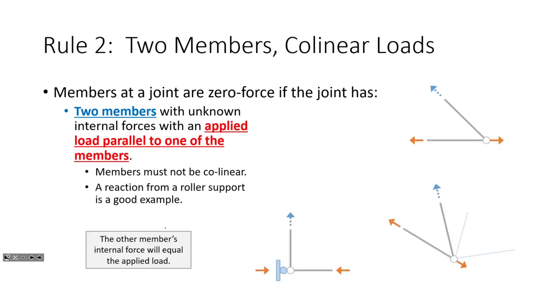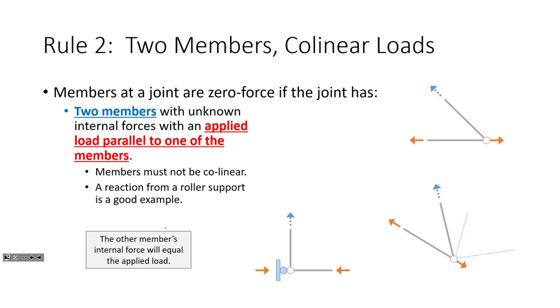Here's rule two. Rule two, I'm calling two members, but I'm saying collinear loads. Okay? So here's what's going on with two members and collinear loads. And the best place to look is right here at this joint at the bottom. So this can happen very often in a truss analysis.